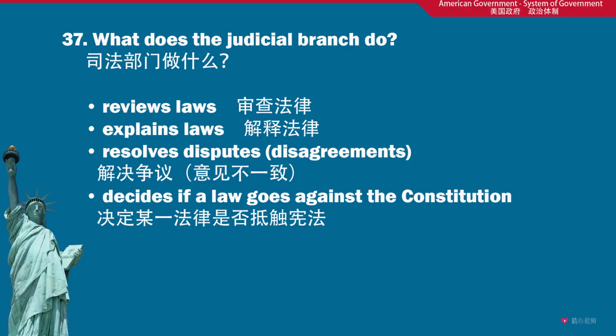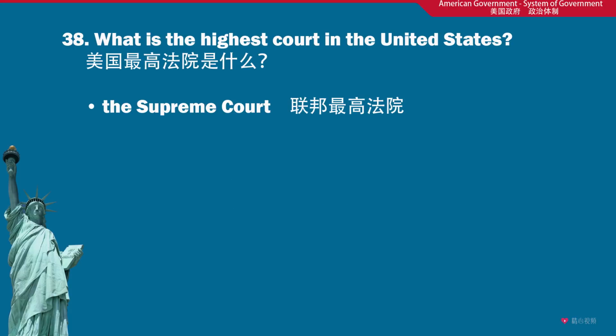What does the judicial branch do? Reviews laws, explains laws, resolves disputes, disagreements, decides if a law goes against the Constitution. What is the highest court in the United States? The Supreme Court.